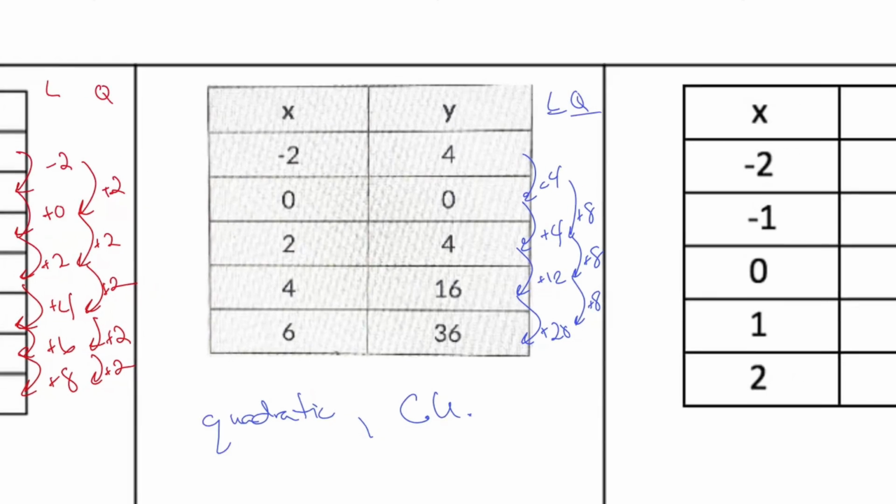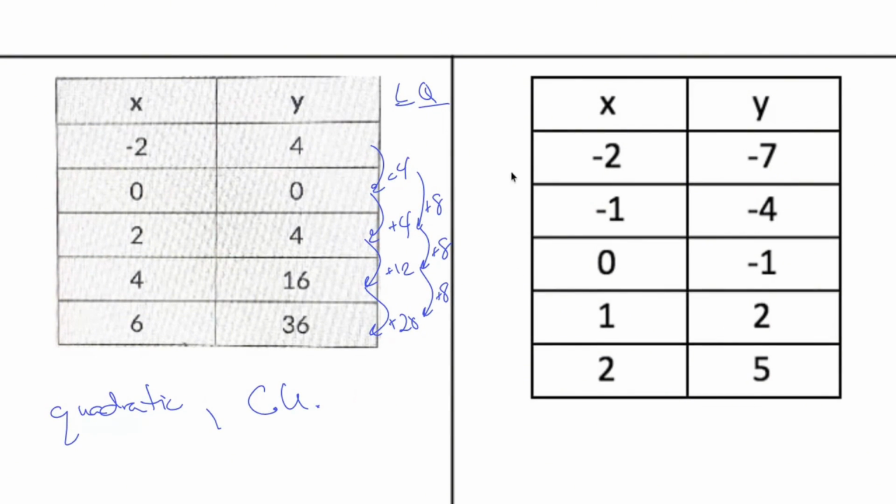Let's see about this guy. Linear, quadratic, or neither. All right. You go up by 1 every time. You go down by 3. You go down by 3. You go down by 3. You go... oh no, I take it back. You go up by 3.